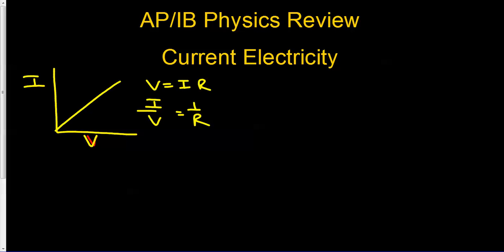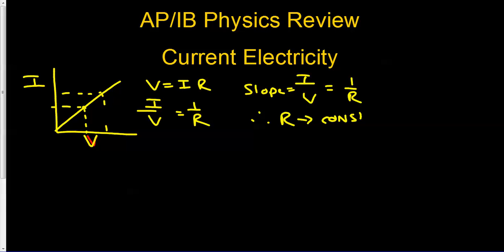So if I look at a graph that is linear, then I know that the slope, which is I over V, is equal to the inverse of the resistance. If I find the ratio of V to I at any particular point, that value for the resistance, or in this case 1 over the resistance, is going to stay constant. Therefore we can say that the resistance is constant. Now this is a very special case. What we say is that this device, whatever it is, is ohmic. An ohmic resistor all that means is that the ratio of V to I stays constant.